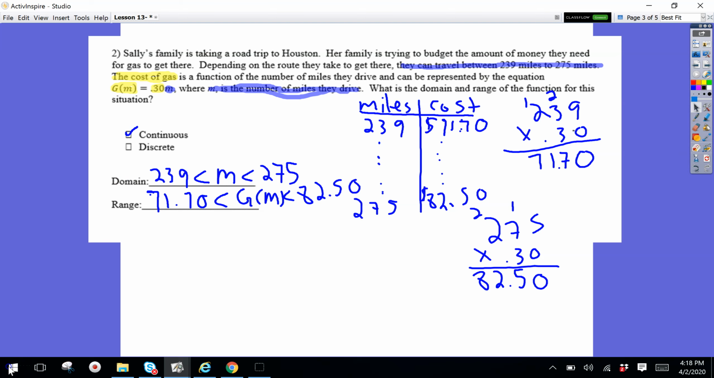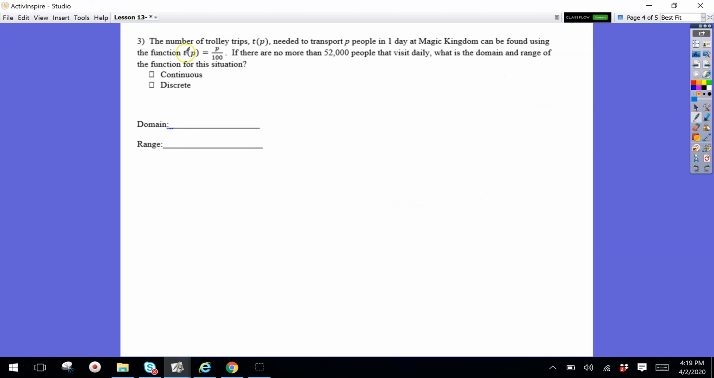All right. Now let's talk about this next example, which is a little bit more interesting. So here we have the number of trolley trips T of P needed to transport P people in one day at Magic Kingdom can be found using the function T of P equals P over 100. So let's think about this. This basically means that 100 people fit inside the trolley. So if there are no more than 52,000 people that visit daily, what is the domain and the range of the situation?